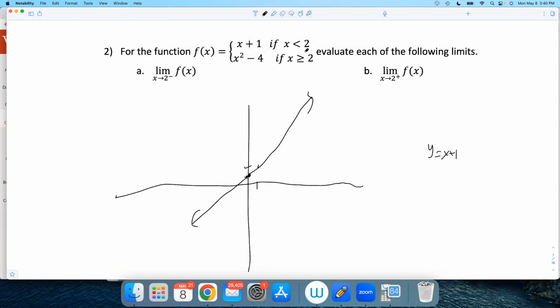This is the way I found easiest to graph piecewise functions: graph the whole thing and then erase the part you don't want. I only want this from x equals 2 and over to the left of 2. So I just want this chunk down here. I'm going to erase the part I don't want.